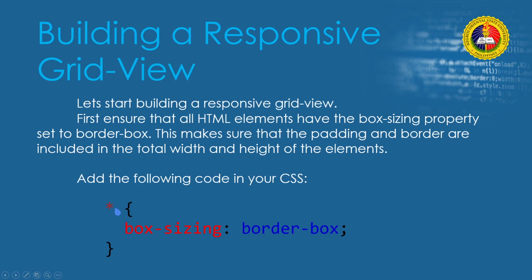Okay? So dot is for class, hash is for ID, but when it comes to asterisk, meaning all, both class and ID, and then we have tags too. Let's say, for example, body, h2, h1, but asterisk is all. It chooses all the tags, dot and hash. So meaning everything, we're going to set the box sizing to border box. All right, so let's try to do that.